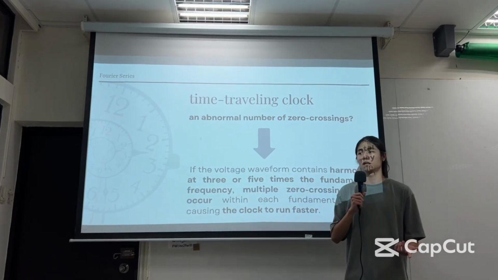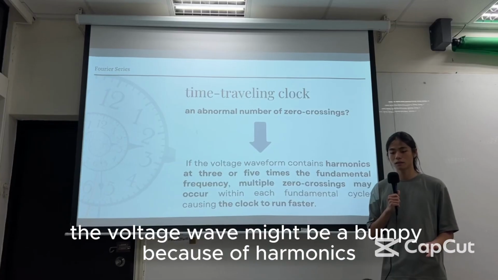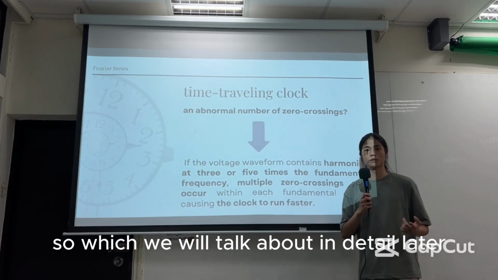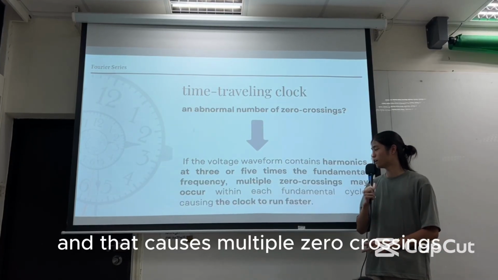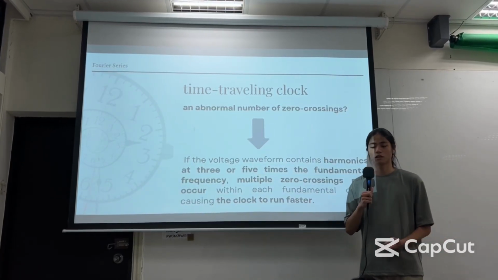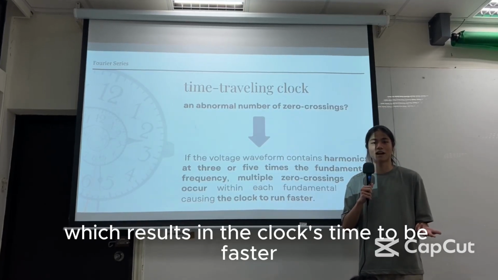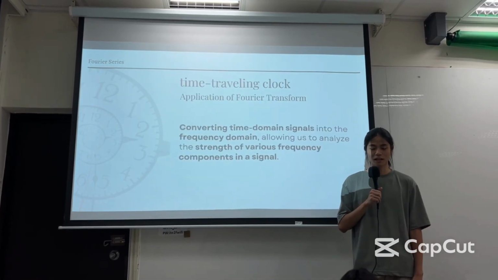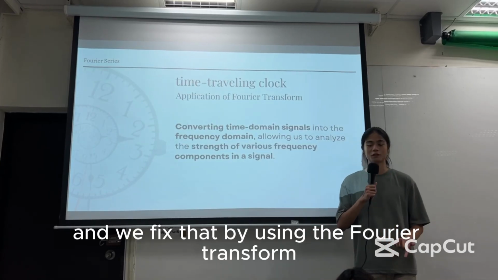So the voltage wave might be bumpy because of harmonics, which we will talk about in detail later. And that causes multiple zero crossings, which results in the clock's time being faster. And we fix that by using the Fourier transform.